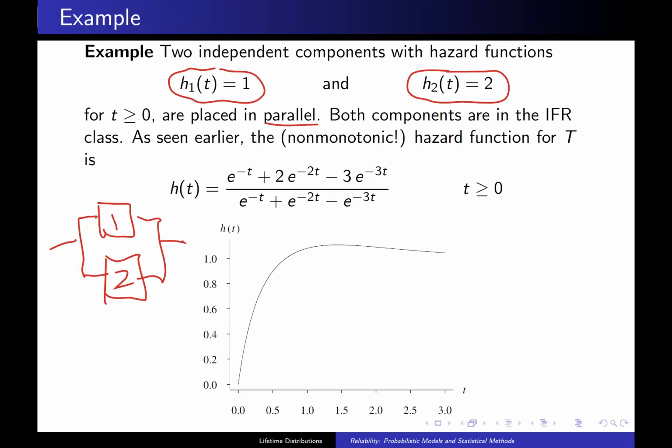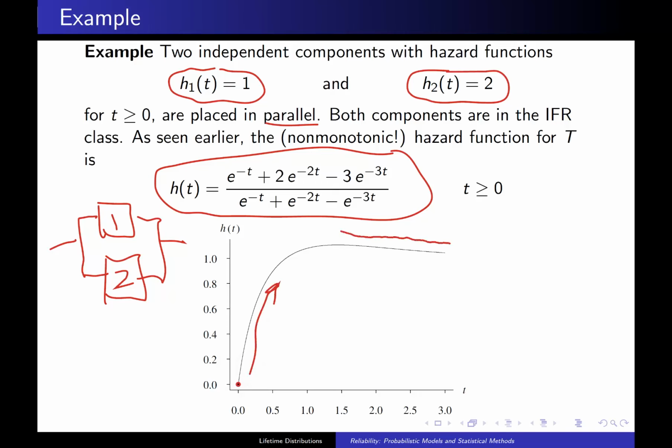Here is the hazard function. You would assume that this would be monotonic, but it's not. It is non-monotonic. In fact, it starts down here at 0, increases for a while, and then when you hit a certain point, it decreases. So it is in the UBT class.